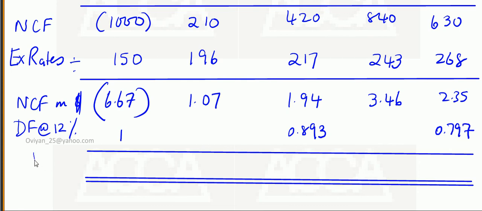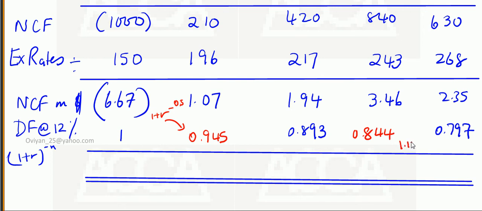You can use your table, or you can just use 1 plus r to the power of negative n. This is going to be equal to 1.12 to the power of negative 0.5. So you're going to get 0.945. The same way you do this, it's going to be 0.844. 1.12 to the power of negative 1.5. You're going to get this rate, and when you multiply, everything else is going to be at present value, and it's going to be in dollar.